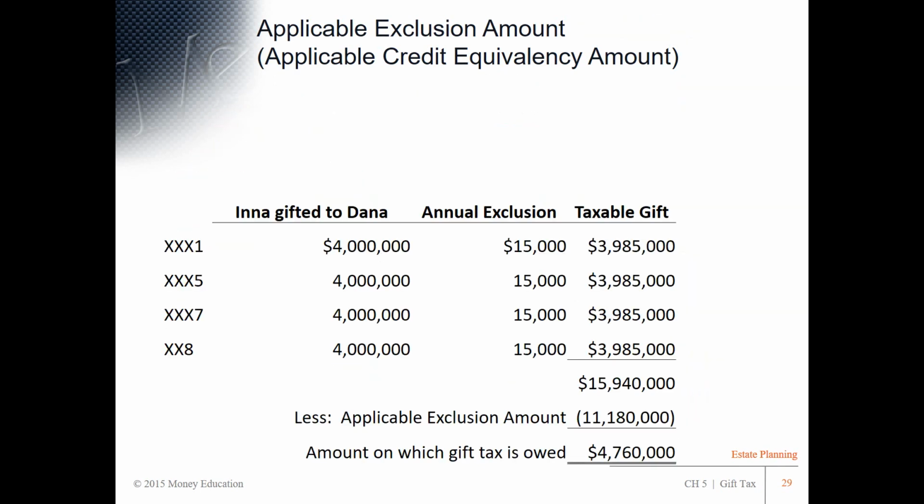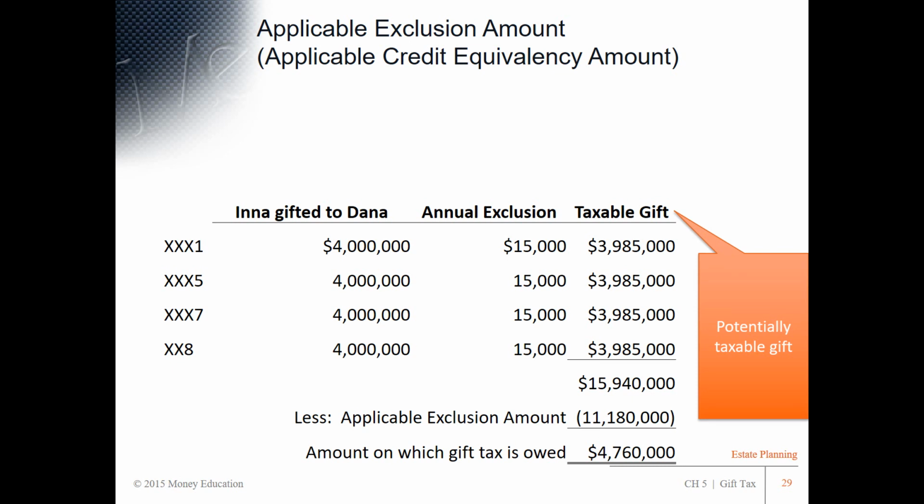Here's another example. So Ina gifted to Dana. Over the course of several years, Ina gifted Dana $4 million 4 times. Every year, we get the annual exclusion, and so for all 4 of these years, the taxable gift was $3,985,000. Over the course of Ina's lifetime, then, she gifted $15,940,000. The applicable exclusion amount, as we know, is $11,180,000, and so the amount on which the gift tax is actually owed is only $4,760,000. All right. Now, remember that this taxable gift doesn't mean you're going to incur a tax on it.